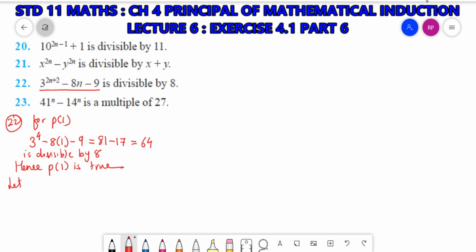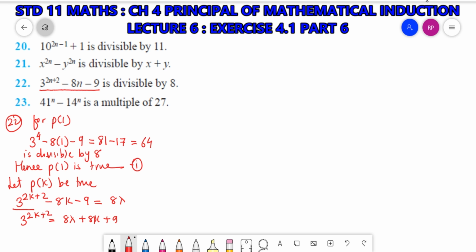Now, let P of k be true. Okay, so what will that mean? 3 raised to 2k plus 2 minus 8k minus 9 will be equal to 8 lambda. Okay, so we will be using this for the next part. 3 raised to 2k plus 2 will be equal to 8 lambda plus 8k plus 9. Clear?